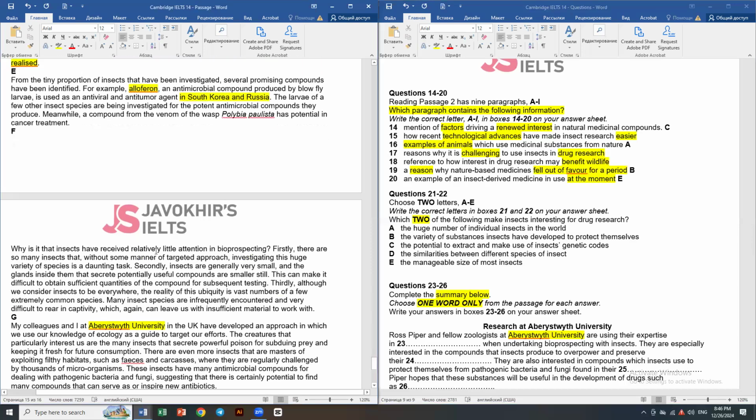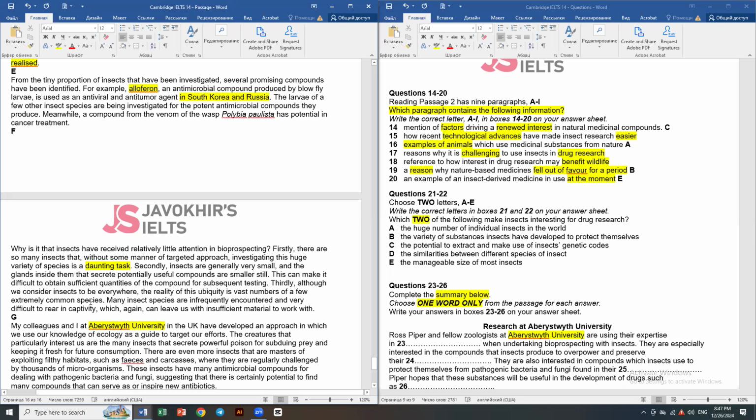Why is it that insects have received relatively little attention in bioprospecting? Firstly, there are so many insects that without some manner of targeted approach, investigating this huge variety of species is a daunting task, a hard task. Secondly, insects are generally very small, and the glands inside them that secrete potentially useful compounds are smaller still. So secrete means to produce a liquid substance. So yeah, this can make it difficult to obtain sufficient quantities of the compound for subsequent testing.